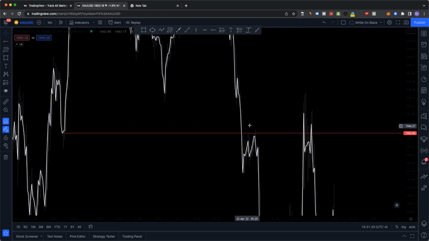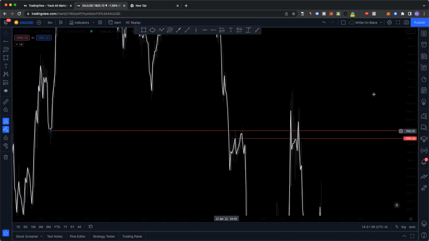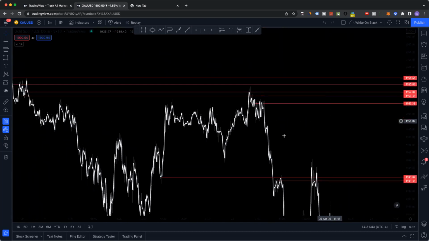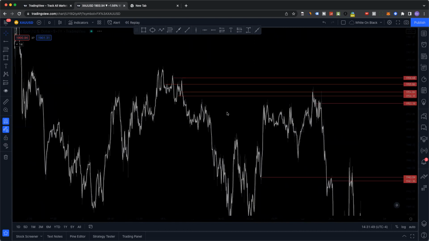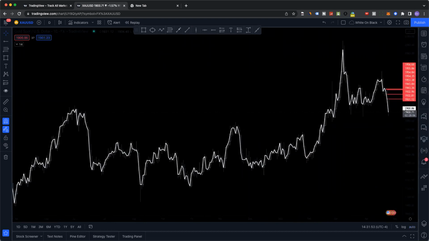So price came into it, didn't tag me. I sold this resistance, and then boom, it dropped. Okay, so when I have a low risk entry like that where the stop loss isn't that big, I'll just take the trade. So I sold from here and I sold from here. Okay, so I hope this is making sense so far.